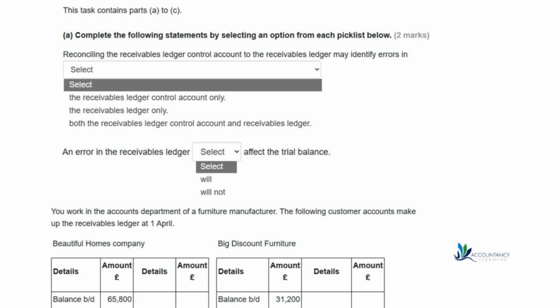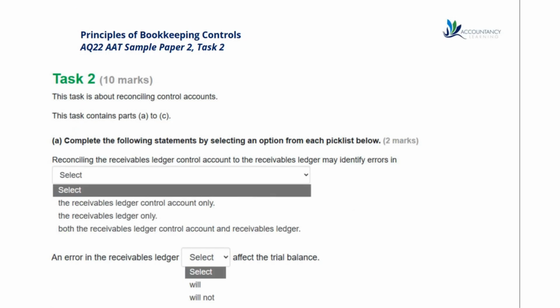Reconciling a receivables ledger control account to the receivables ledger may identify errors in, and then we've got three options there. So we're reconciling the control account to the subsidiary ledger. This means it would identify errors in both the receivables ledger control account and the receivables ledger, because if there's an error in one of them, they're not going to balance.